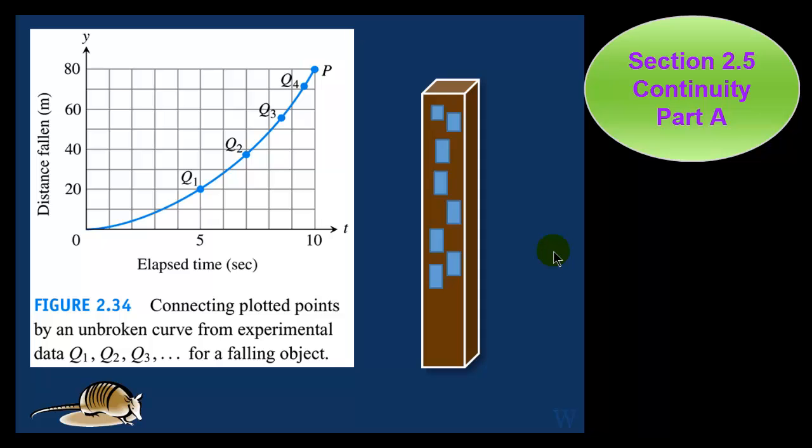These points were just what we collected as data. Suppose that we drop an object from a height of 80 meters, and then we measure the time elapsed, how long it took for that object that has fallen from 80 meters to reach the ground. Like this. Suppose it's like that.